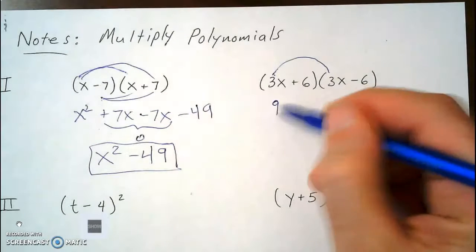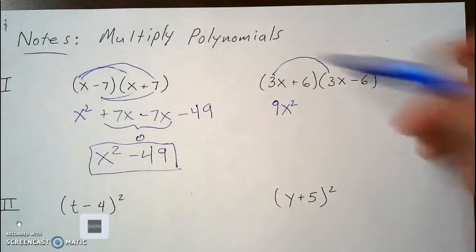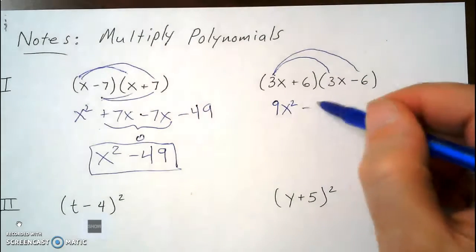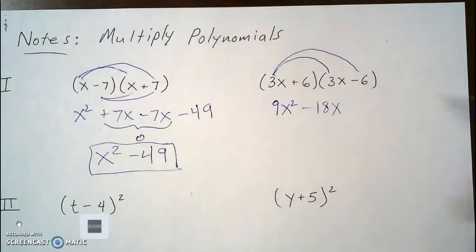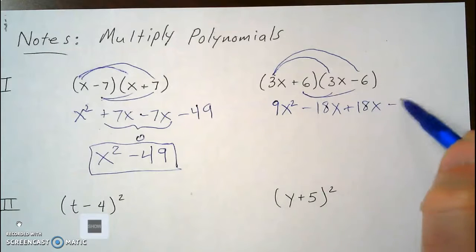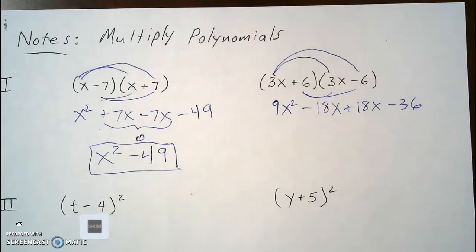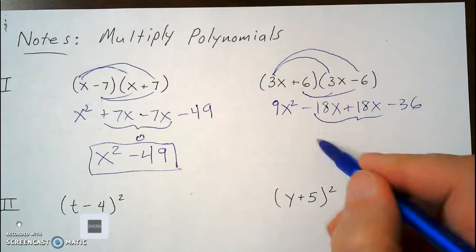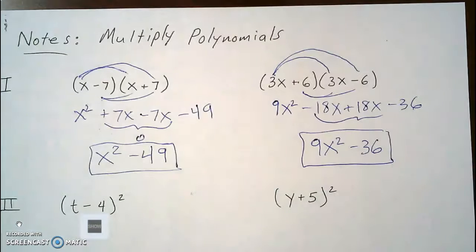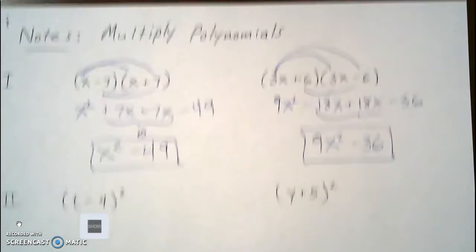3 times 3 is 9. x times x is x squared. Careful you don't add that 3 in the 3. That is multiplication. 3 times negative 6, negative 18x. Now here we go. Positive 18x. There's your 0 in the middle. Minus 36. And this number on the end will always be negative because we're doing a positive times a negative. And same thing as before, I don't have to write the 0 this time. There you go. They have the same form, a squared variable minus a number. So you'll see a little more practice with that on the assignment.